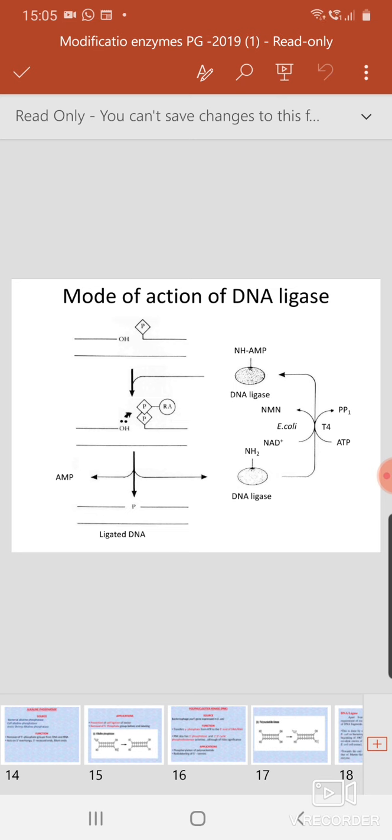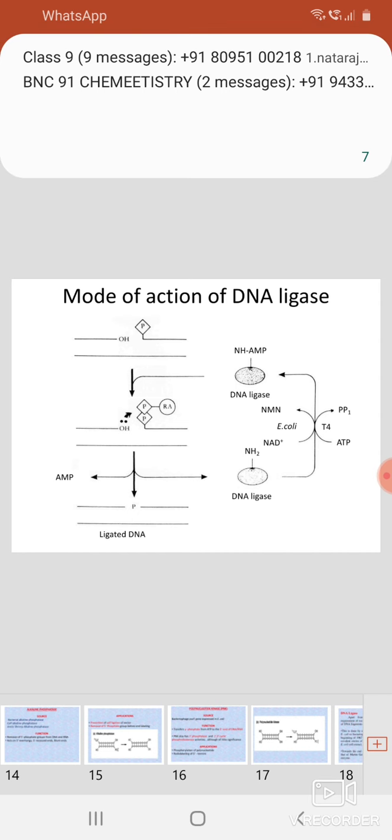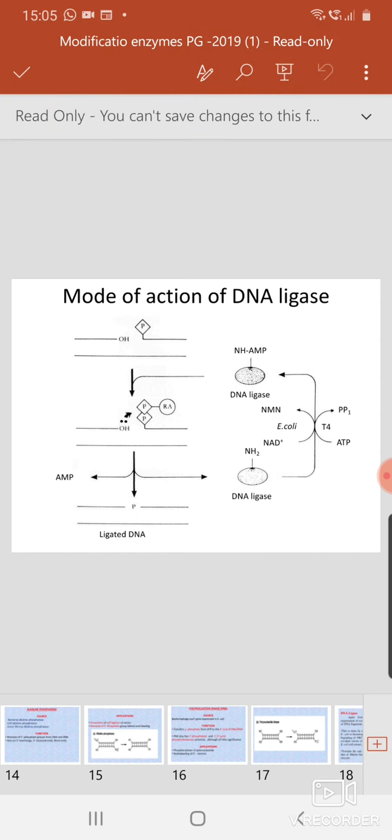For both sources, the T4 enzyme requires ATP as a cofactor, and the E. coli enzyme requires NAD+. In each case, the cofactor is split to form an enzyme-AMP complex. The complex binds to the nick, which must expose a 5' phosphate and 3' hydroxyl group, and makes a covalent bond in the phosphodiester chain, as you can see in the figure.